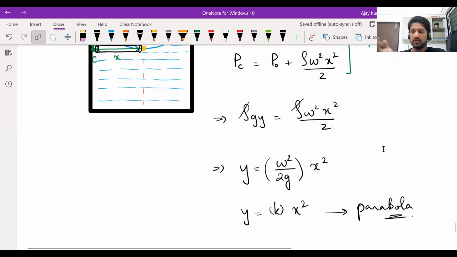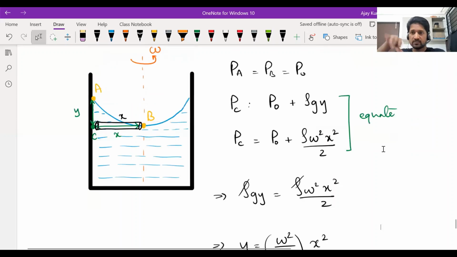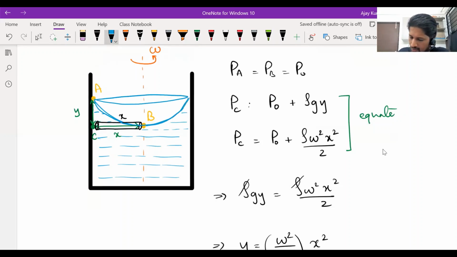Okay, so if a liquid is rotated with constant angular velocity omega, the free surface of the liquid, its cross section, will look like a parabola. But see, it's a three-dimensional surface. It's like a bowl, right? You call that kind of a bowl a paraboloid. That is the shape that you get.